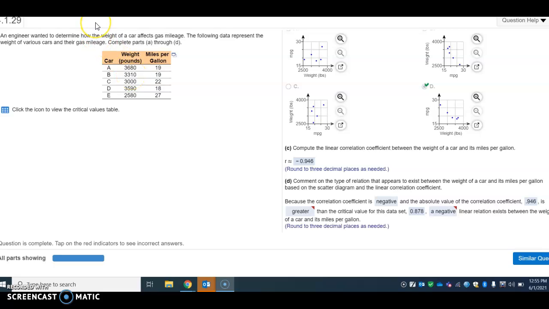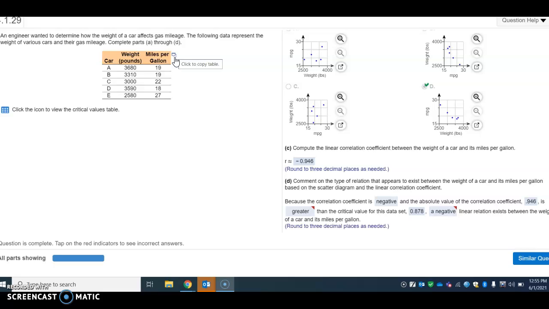Okay, I've been asked about this problem from section 4.1. It says an engineer wanted to determine how the weight of a car affects gas mileage. The following data represent the weight of various cars and their gas mileage. And you can open this data in StatCrunch, as you can see by this icon here.